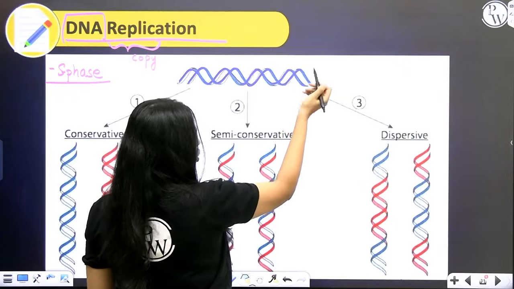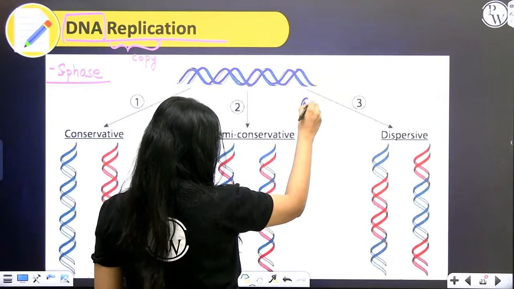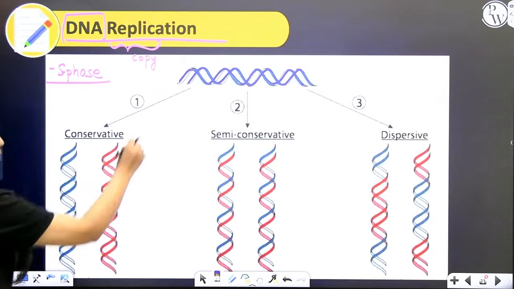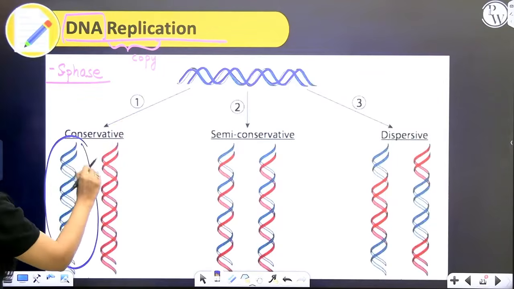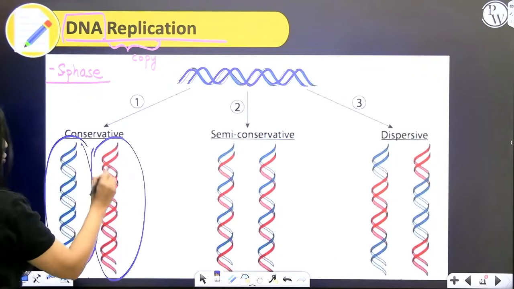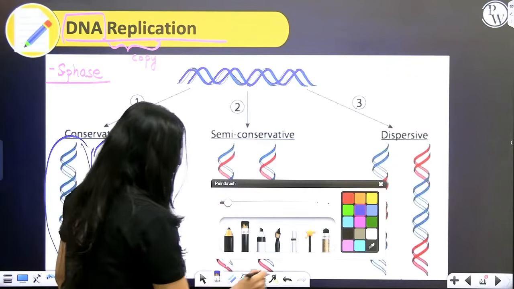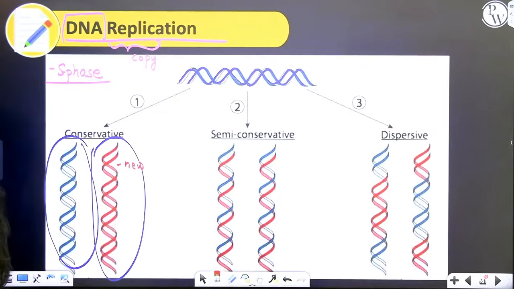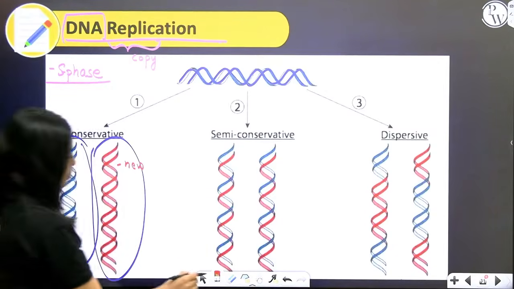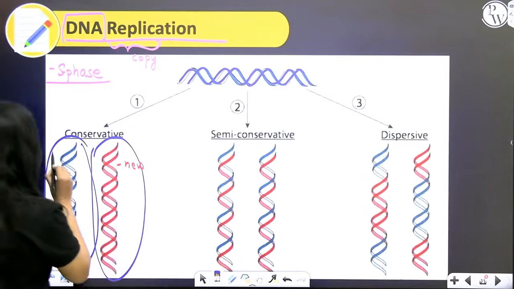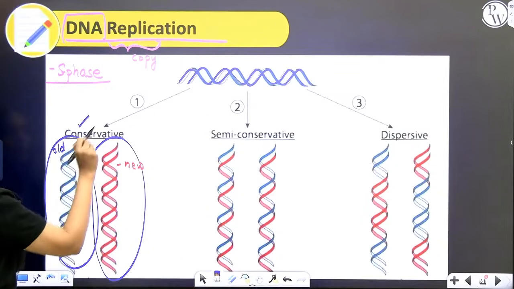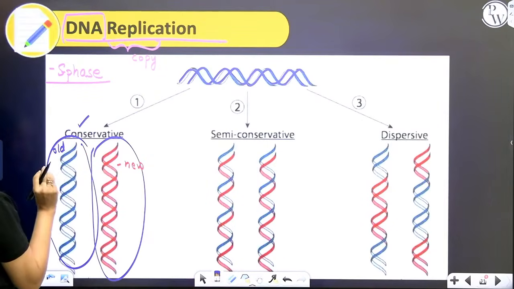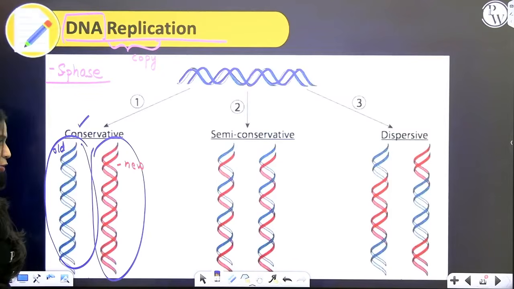If this has to make an extra copy of itself, in the end you should have 4 strands, right? So, by conservative mode, if it makes a copy of itself, both of these strands will go into one daughter cell. The other copy will have 2 newly synthesized strands. The newly synthesized strands are represented by red color. So, this is new. This is maternal or old. According to conservative mode, both the parental strands are conserved in one DNA and the other DNA molecule will get 2 brand new strands.